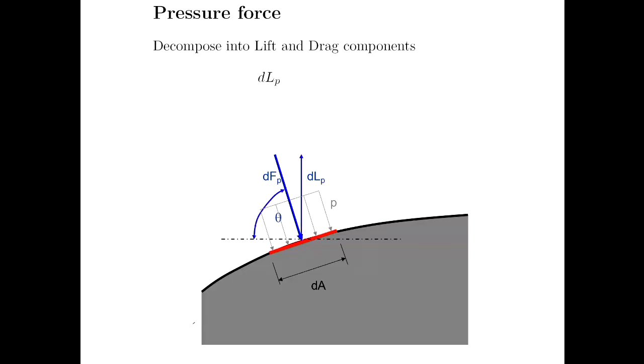This small force can be decomposed into lift, dL, equal to negative P dA sine theta. Negative because it's in the opposite direction as dF. And the drag, dD, is going to be just P dA times cosine theta. Right? Anyone following so far?